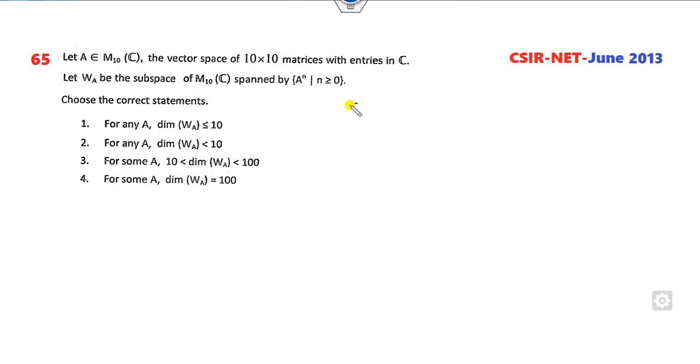A is a 10 cross 10 matrix with complex entries. This is my column C1, this is C2 and up to C10. WA is the subspace of C10 spanned by A to the n, where n is greater than 0. So it is a subspace. What is the dimension of WA?